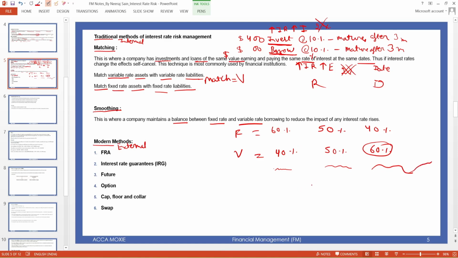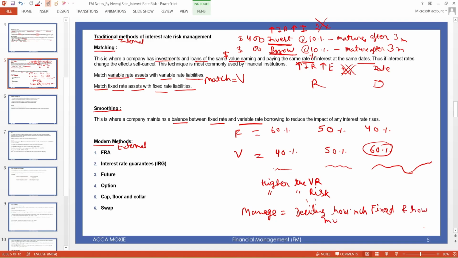The higher the variable rate, the higher the risk. So how can we manage this? We can manage this by deciding how much fixed and how much variable we should consider while taking a loan.